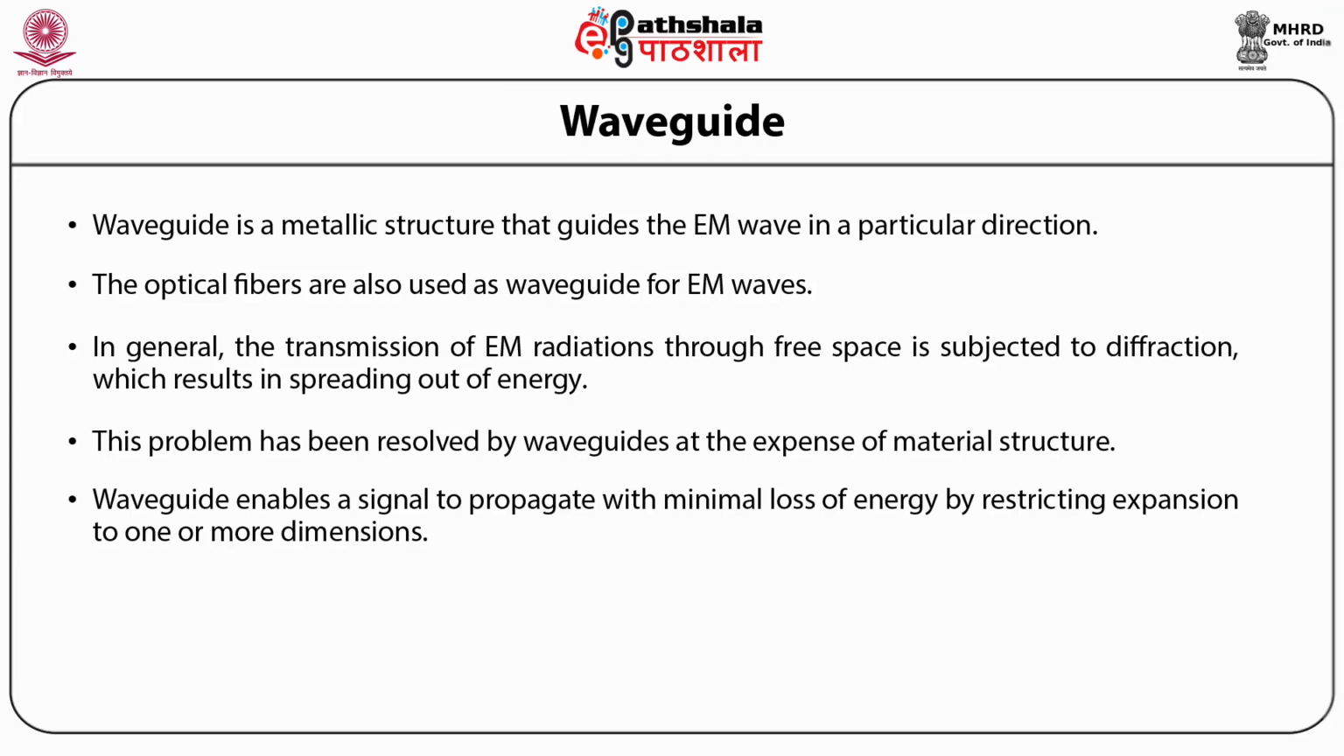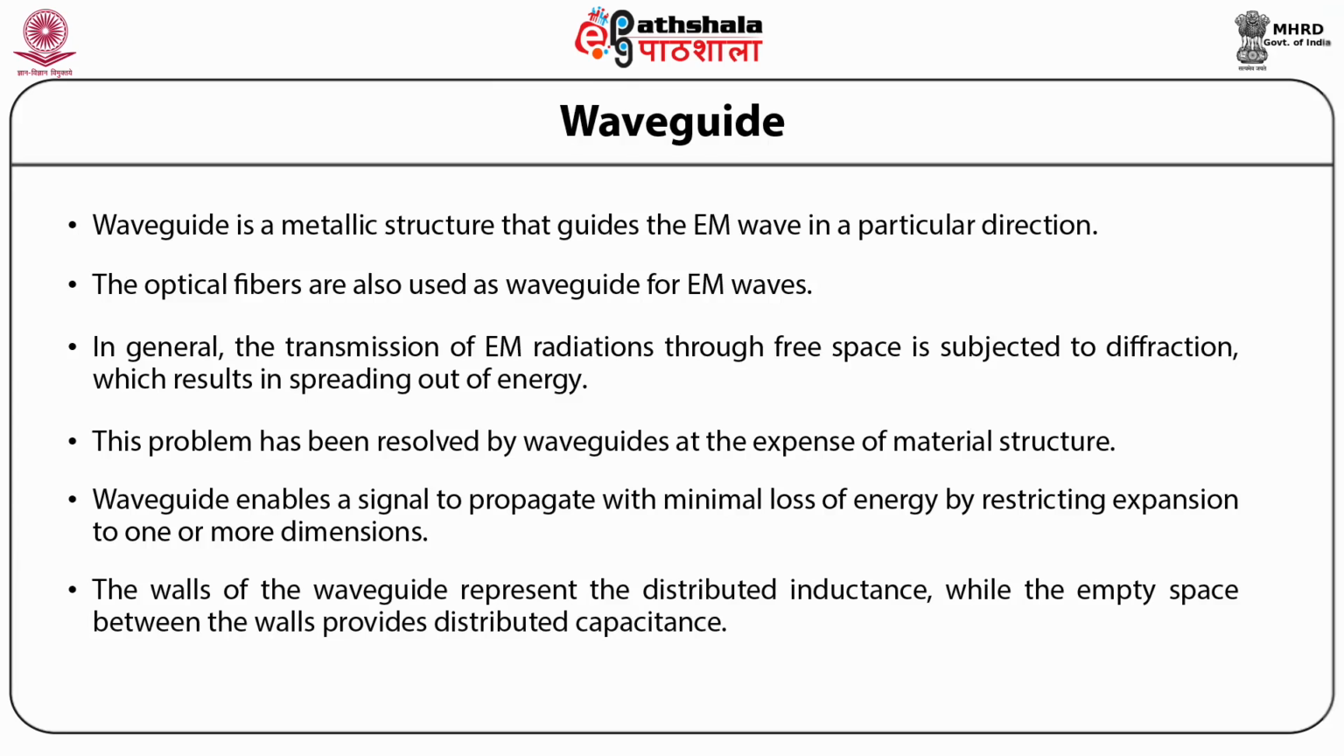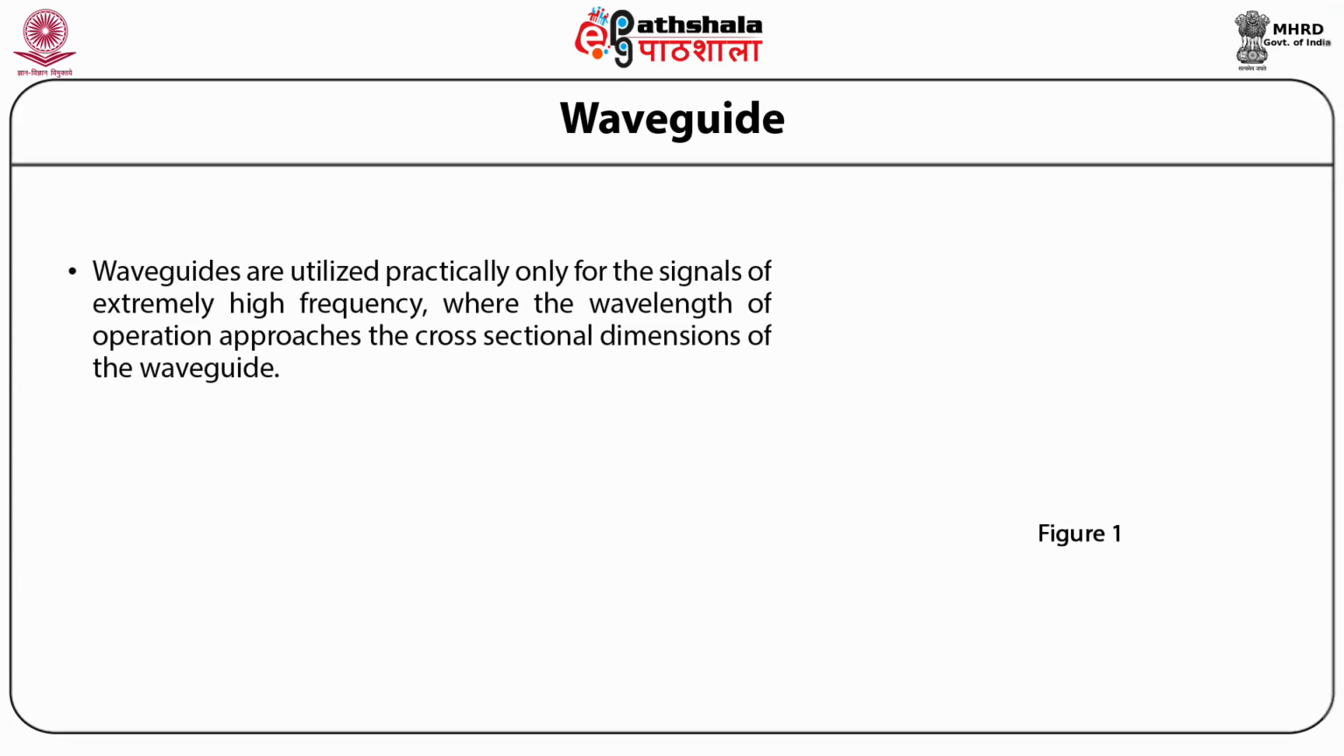A waveguide is a special form of transmission line consisting of a hollow metallic structure, which you all can see in this figure. The walls of the waveguide represent the distributed inductance, while the empty space between the walls provides distributed capacitance. Waveguides are utilized practically only for signals of extremely high frequency, where the wavelength of operation approaches the cross-sectional dimensions of the waveguide, and for lower frequencies, waveguides are of no use.